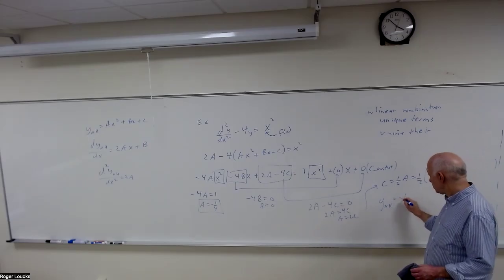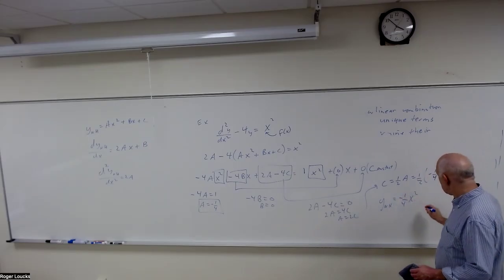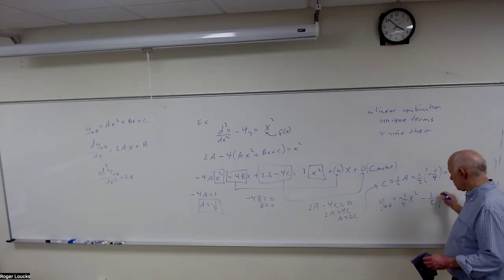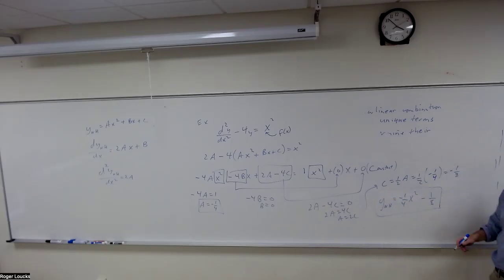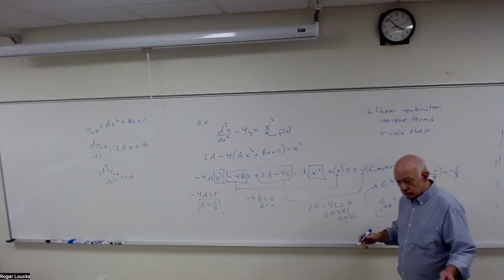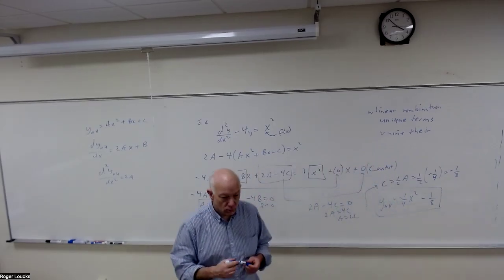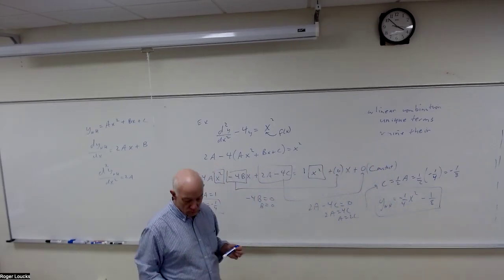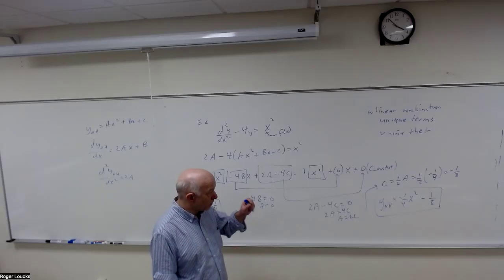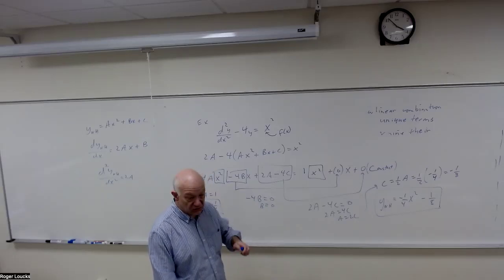So our non-homogeneous solution is minus a quarter x squared minus an eighth. Good question. Yep. How do we assume the function? Or we just say let the function be this? The f of x term? Yes. Oh, I just guessed that.